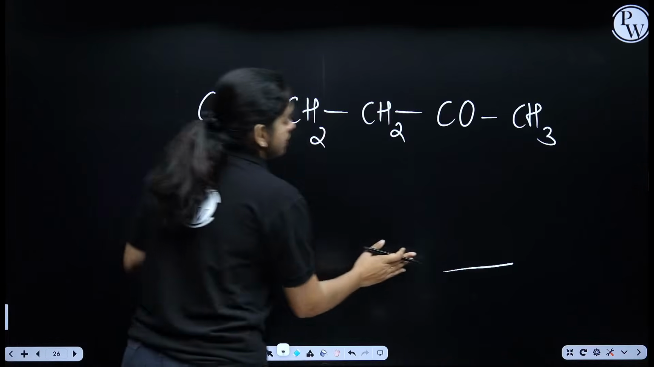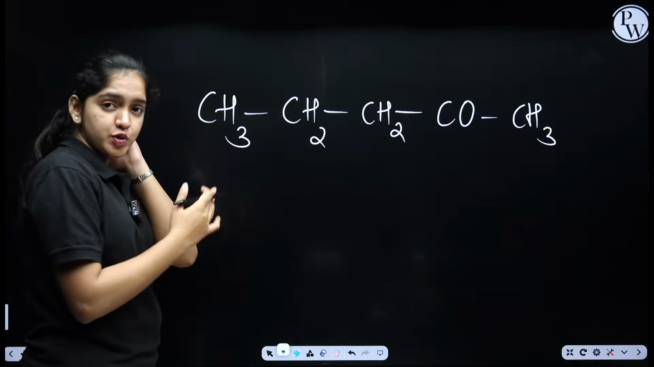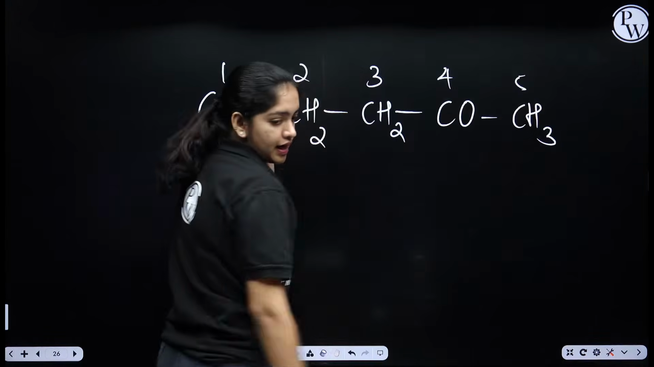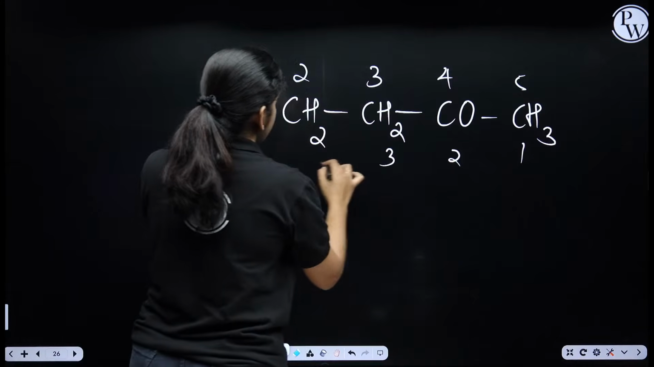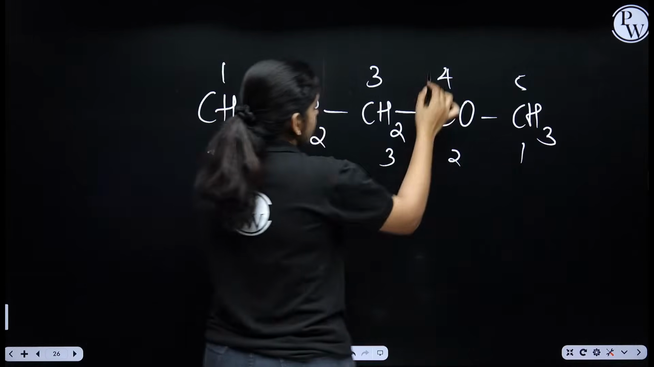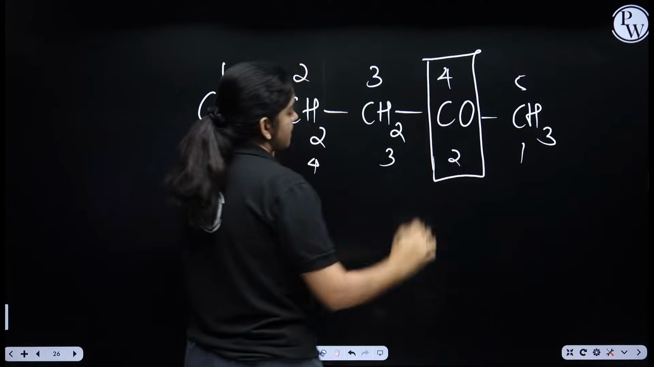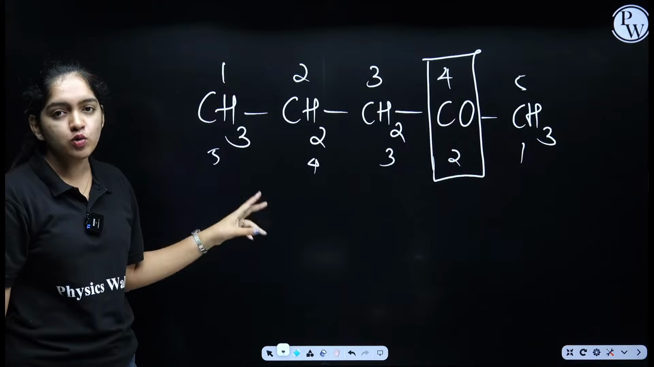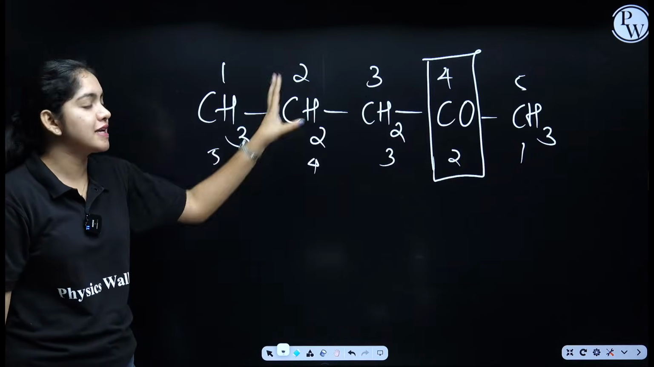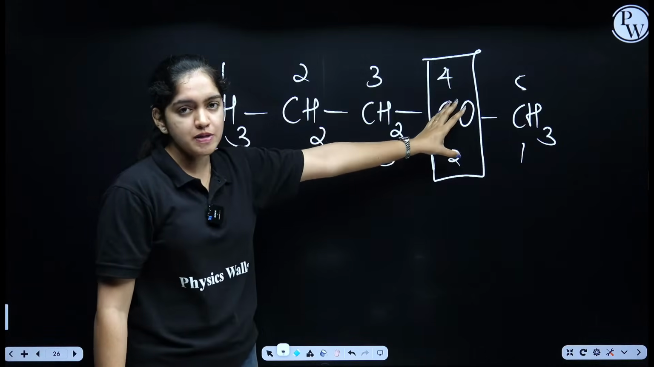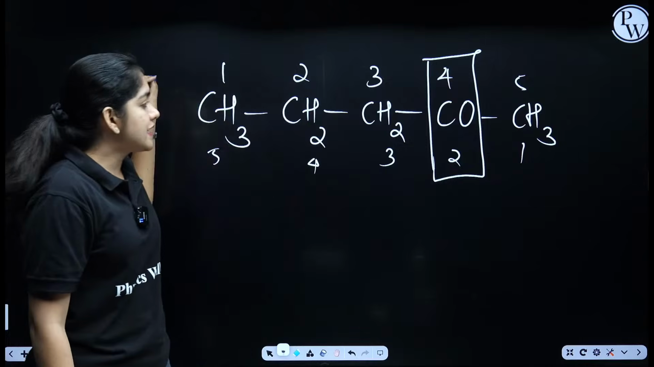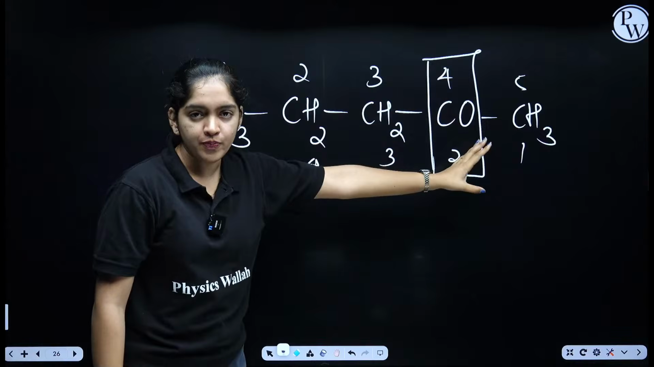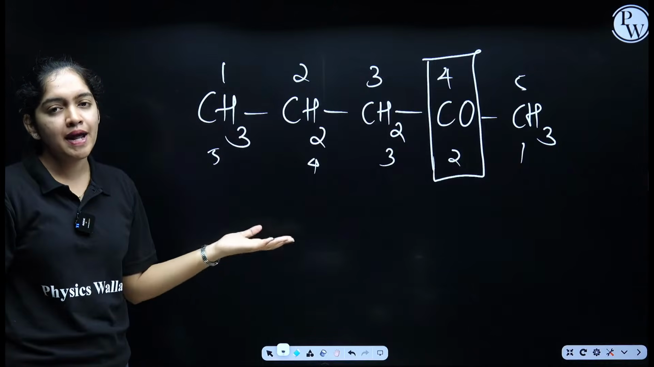In this compound, do the numbering from left to right and from right to left: 1, 2, 3, 4, 5, then the opposite, 1, 2, 3, 4, 5. Now look at the number for the functional group, and we should choose the least number. The keto group got 4 and 2, and comparing 4 and 2, 2 is the smallest. So take the smallest one, that is 2. Second position, one keto group is there. Now take the parent chain. The parent chain contains a total of 5 carbon atoms: 1, 2, 3, 4, 5. If there are 5 carbon atoms, what will the name be?